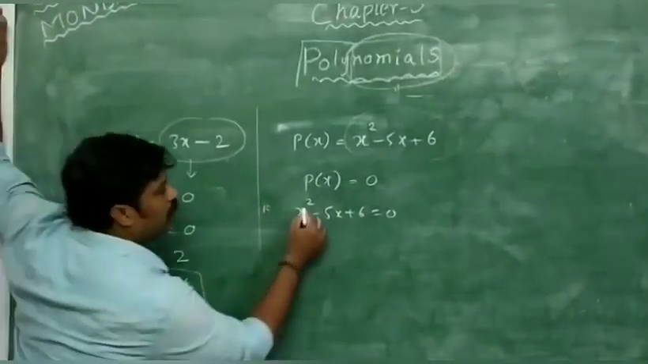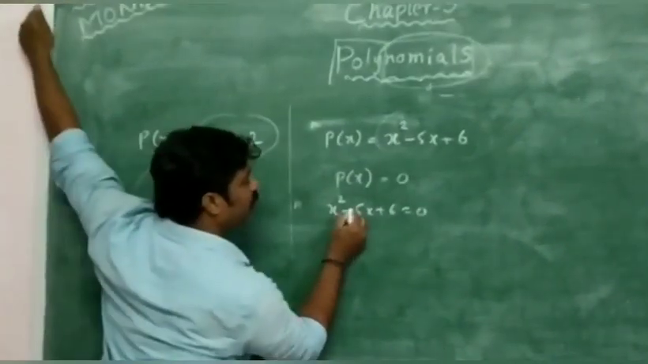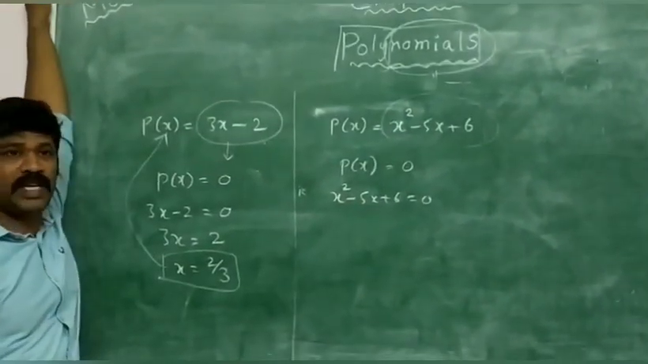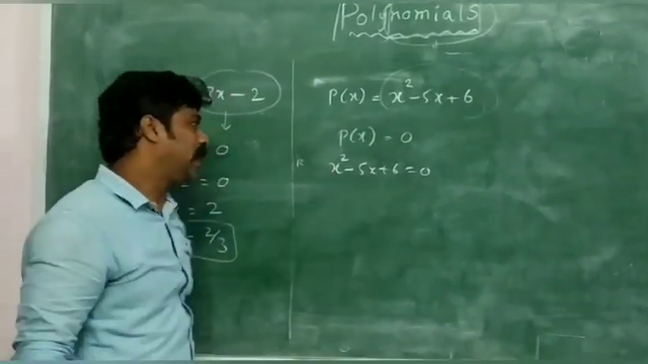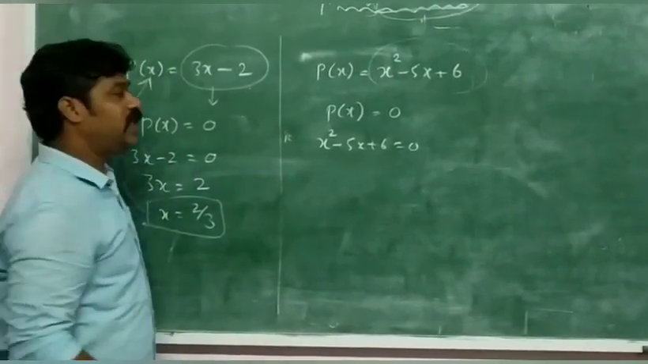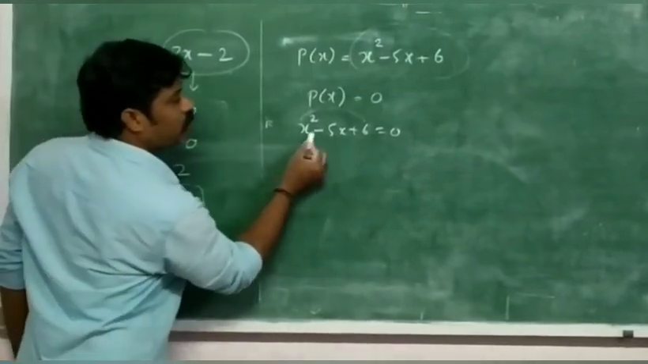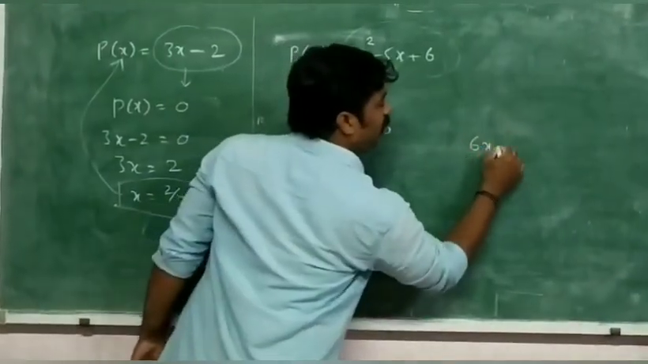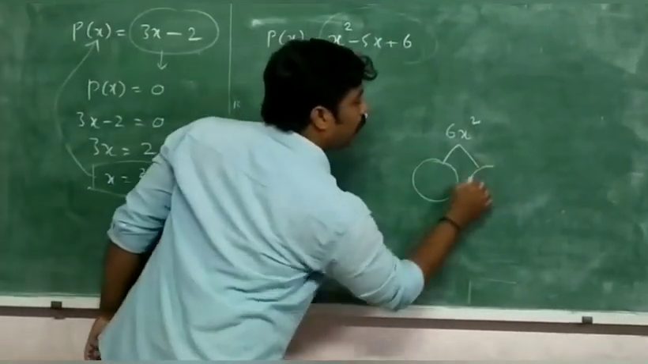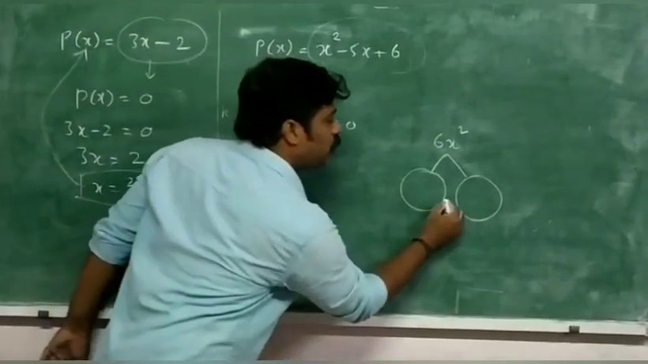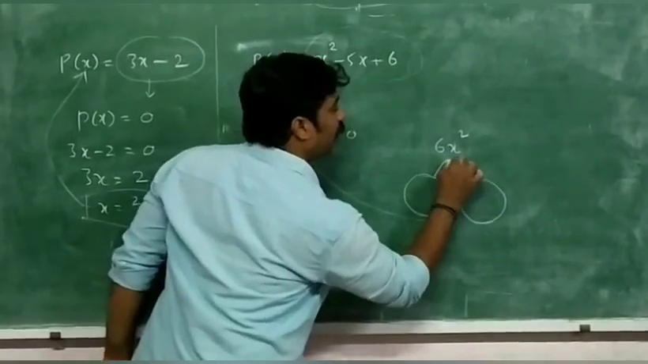Then, here square is there, so it is a quadratic polynomial. To find the values of the variable of a quadratic polynomial, we have different methods. We can use the splitting method, otherwise the factorization method. The factorization method is nothing but first we multiply the first term and last term. So what will you get? X square into 6, so we get 6x square, and we have to split 6x square into two parts. If you add these two parts, we have to get the middle term, and if you multiply these two parts, we have to get the above term.